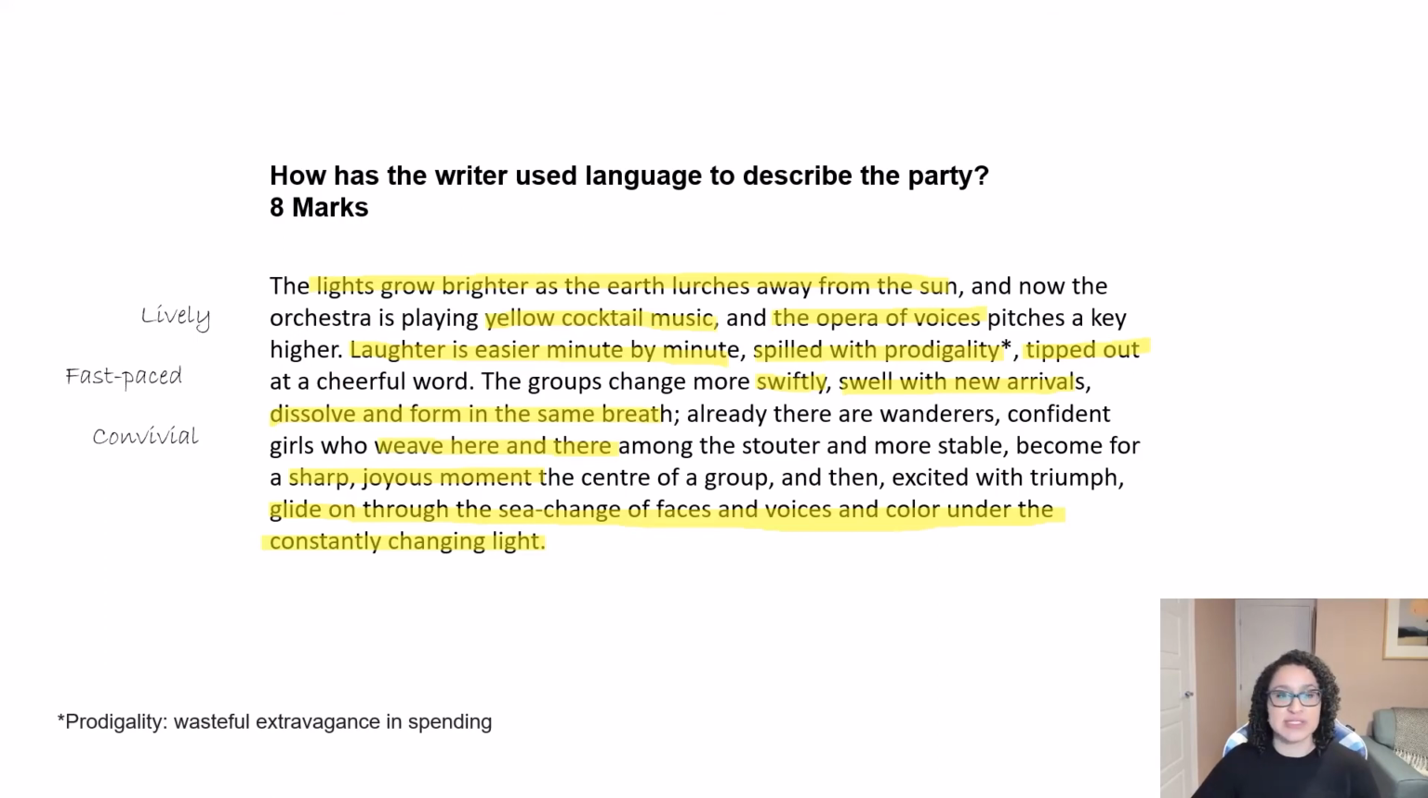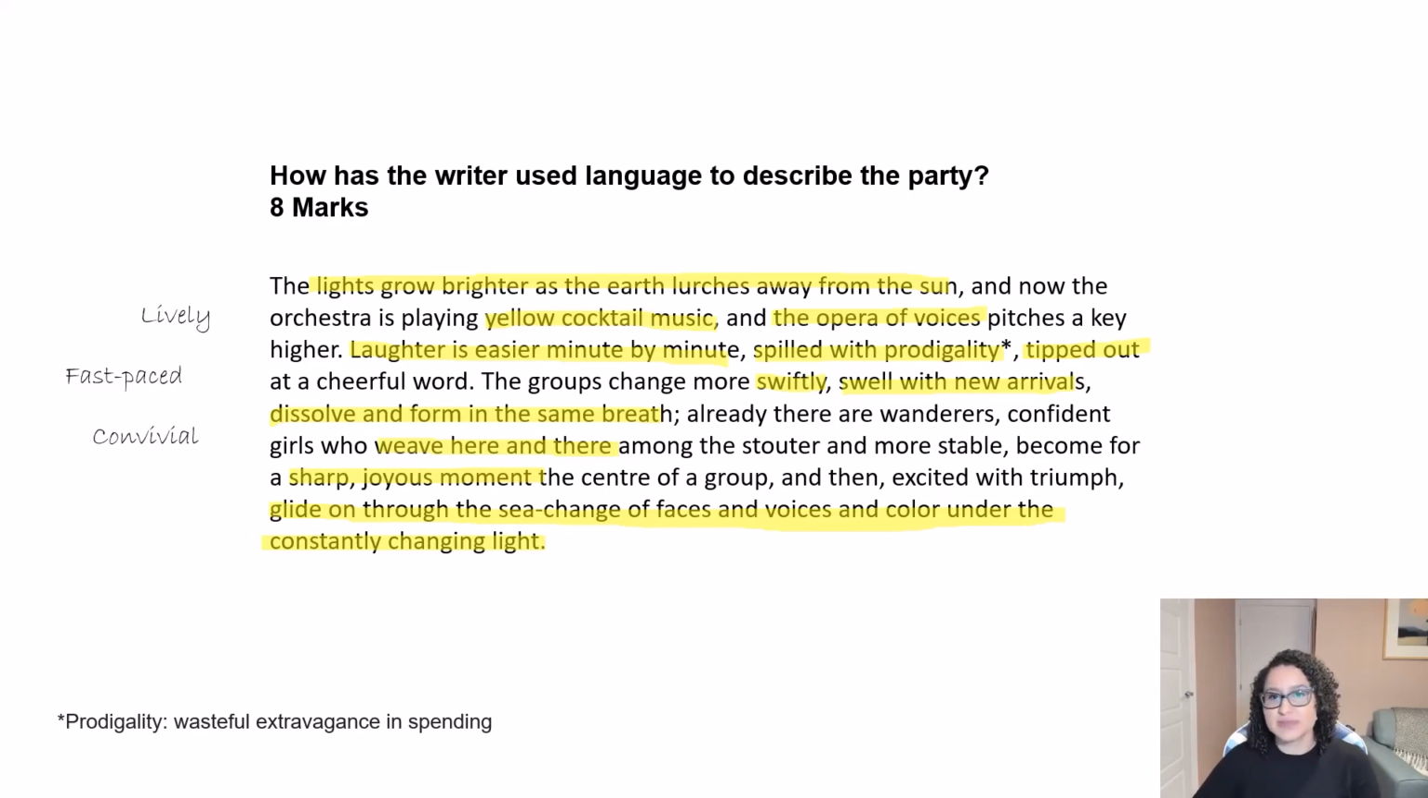You might feel, for example, that the quote yellow cocktail music is probably a really sophisticated technique because it's synesthesia, and you might be tempted to do that because you want to show off. But you also don't feel like you really understand how you could explain how that meaning is created. You know it shows that the party's lively, but you don't know how you'd explain that. So don't pick that quote.